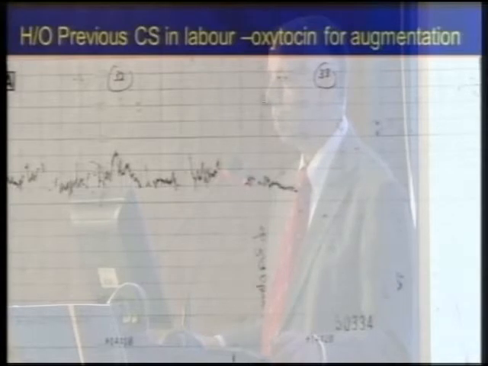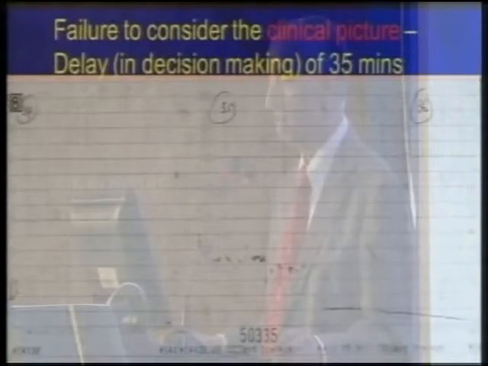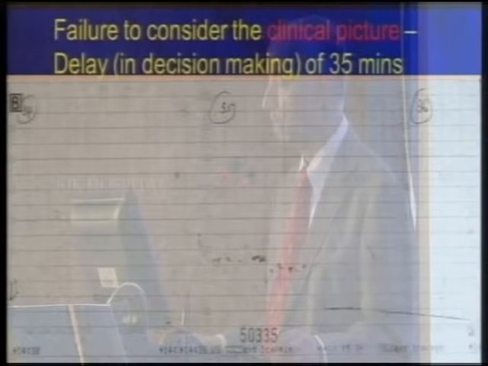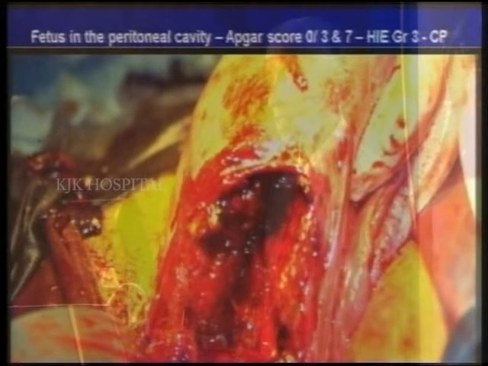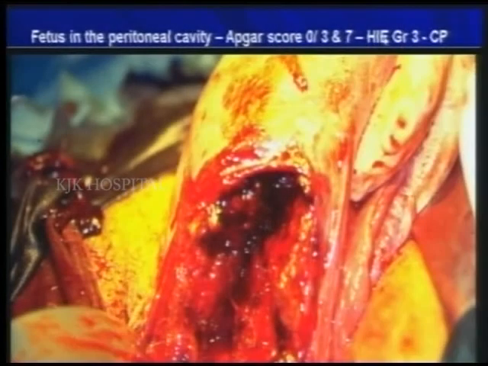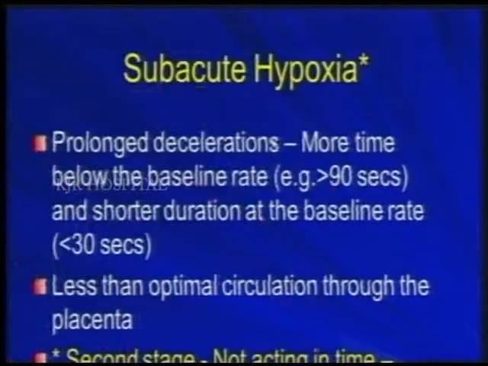So here is a case of previous section. Suddenly the scar must have given way at 14:20, the heart rate drops. They've tried to change to ultrasound and ECG, and by the time they come to a conclusion, it is 14:55. 35 minutes are gone, and obviously the baby has been expelled out of the uterine cavity into the abdominal cavity, and the baby's condition is very poor. So this has to be picked up clinically as well.